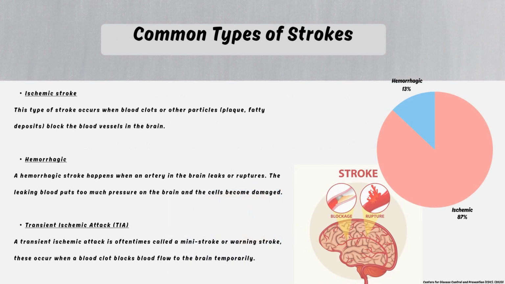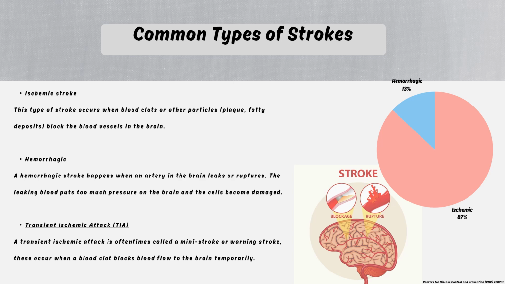There are three common types of stroke: an ischemic stroke, a hemorrhagic stroke, and a transient ischemic attack, or a TIA. An ischemic stroke occurs when blood clots or other particles such as plaque and fatty deposits block the blood flow to the brain. These account for about 87% of all strokes. A hemorrhagic stroke occurs when an artery in the brain leaks or ruptures, leading to an increased amount of pressure on the brain.